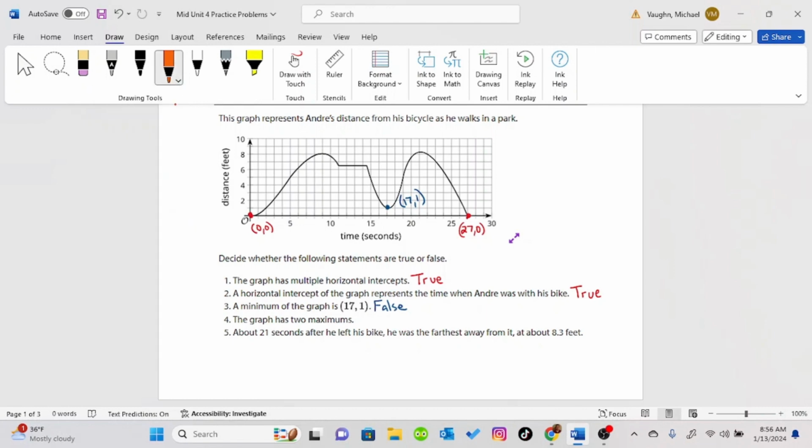Number 4, the graph has 2 maximums. A maximum is a point where the y value is the greatest. If we look right at this top right peak, we have a point at 21, 8.3.